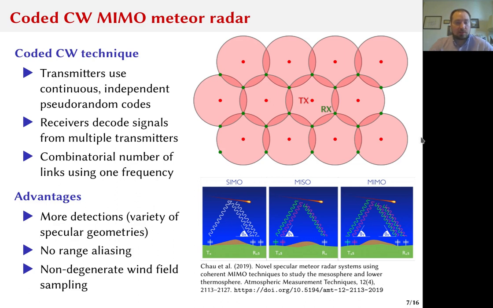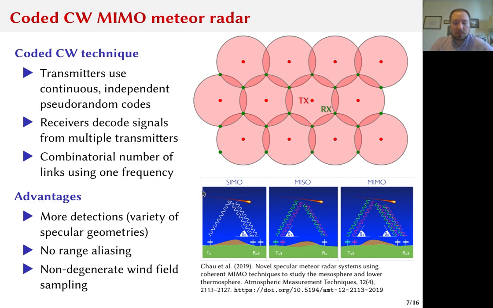Some of the advantages of this technique are you get more detections from a variety of specular geometries. You get no range aliasing because we're using a continuous waveform and not pulsed. And you can get a non-degenerate wind field sampling, which is not possible with a single meteor radar.